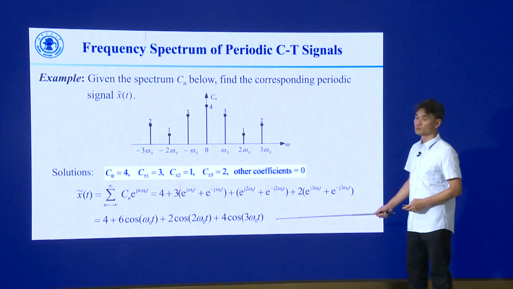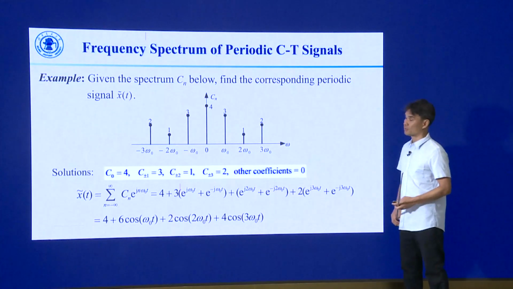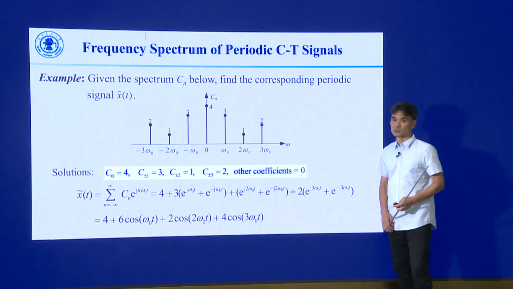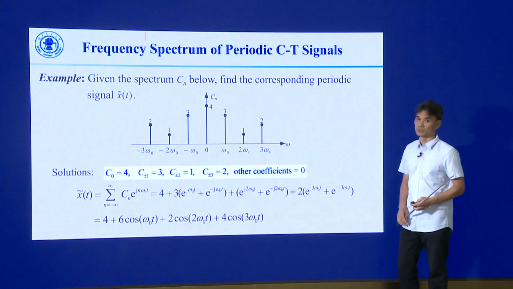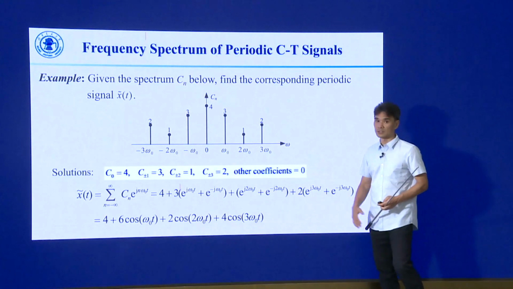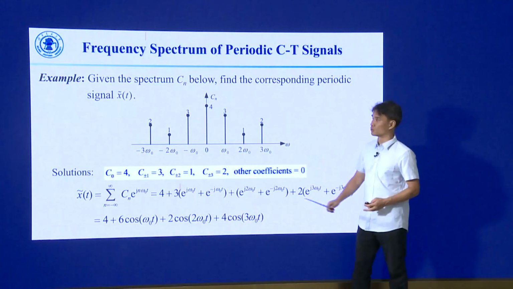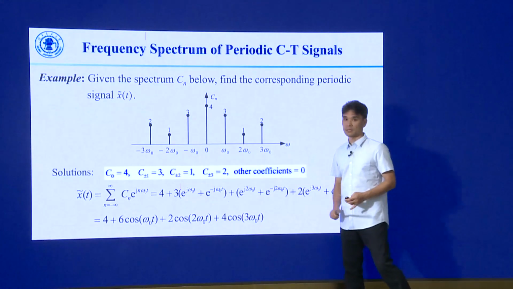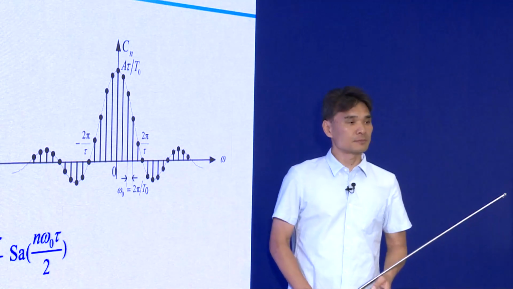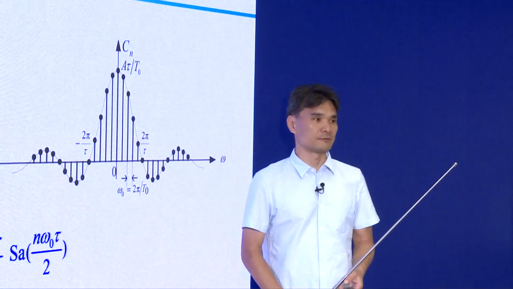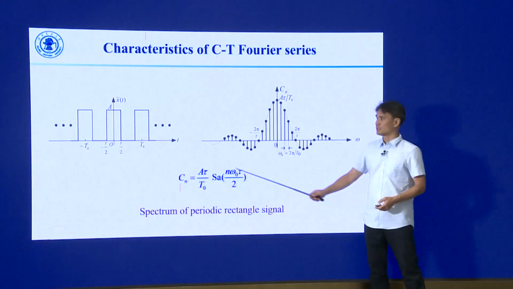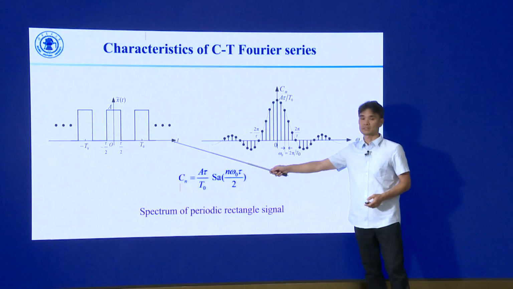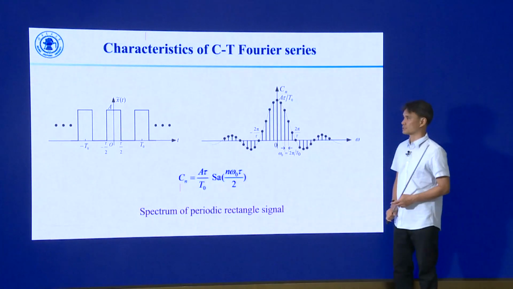It's quite straightforward. So in these examples, we showed you how to use the forward continuous time Fourier series and the inverse continuous time Fourier series to figure out either the spectrum or the original signals in the time domain. There are some important characteristics of the Fourier series we need to understand. Now we take the periodic rectangle signal as one example to show those characteristics.